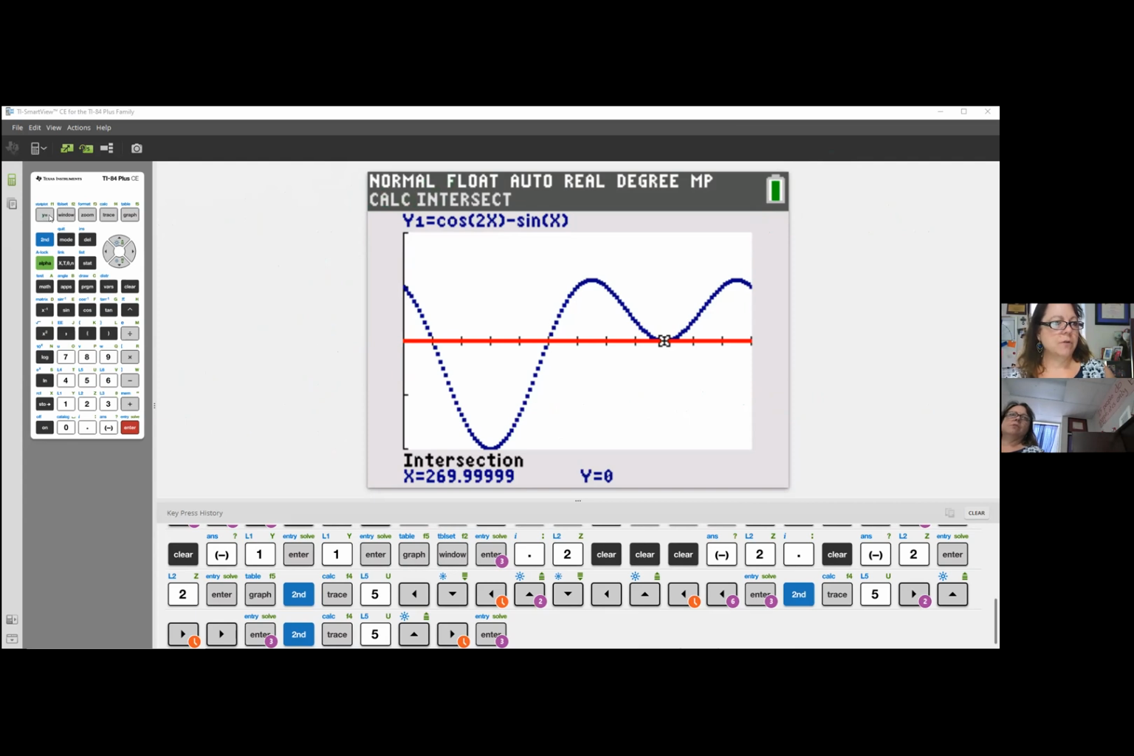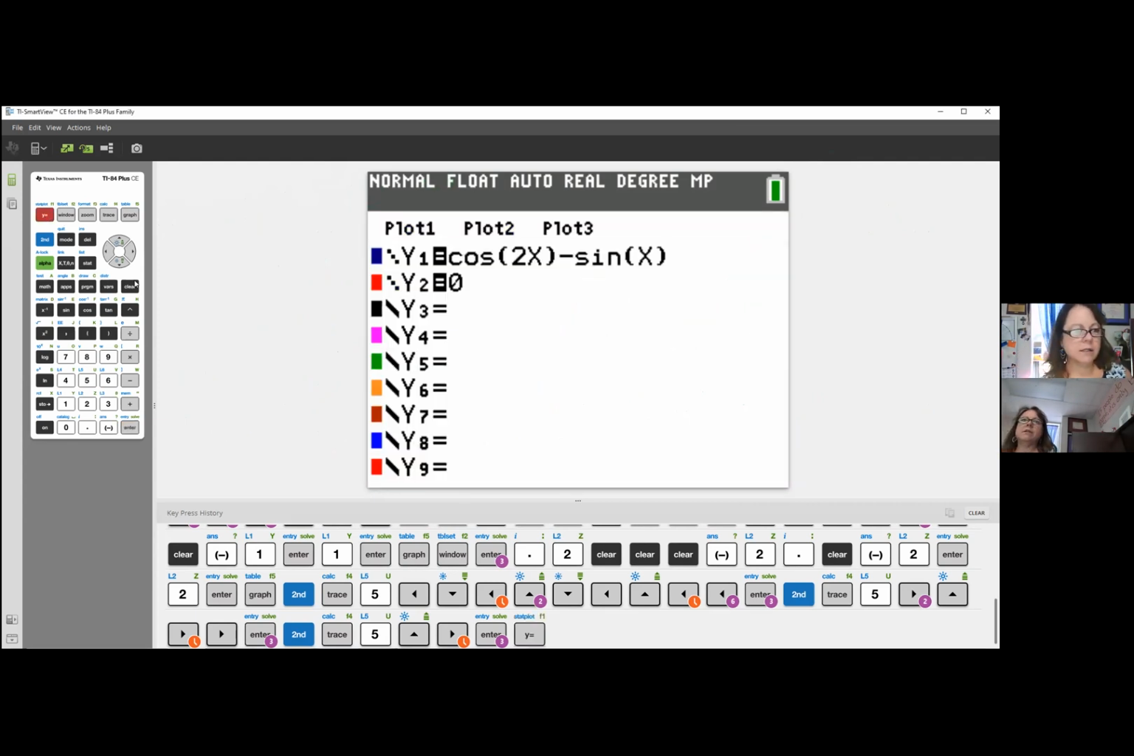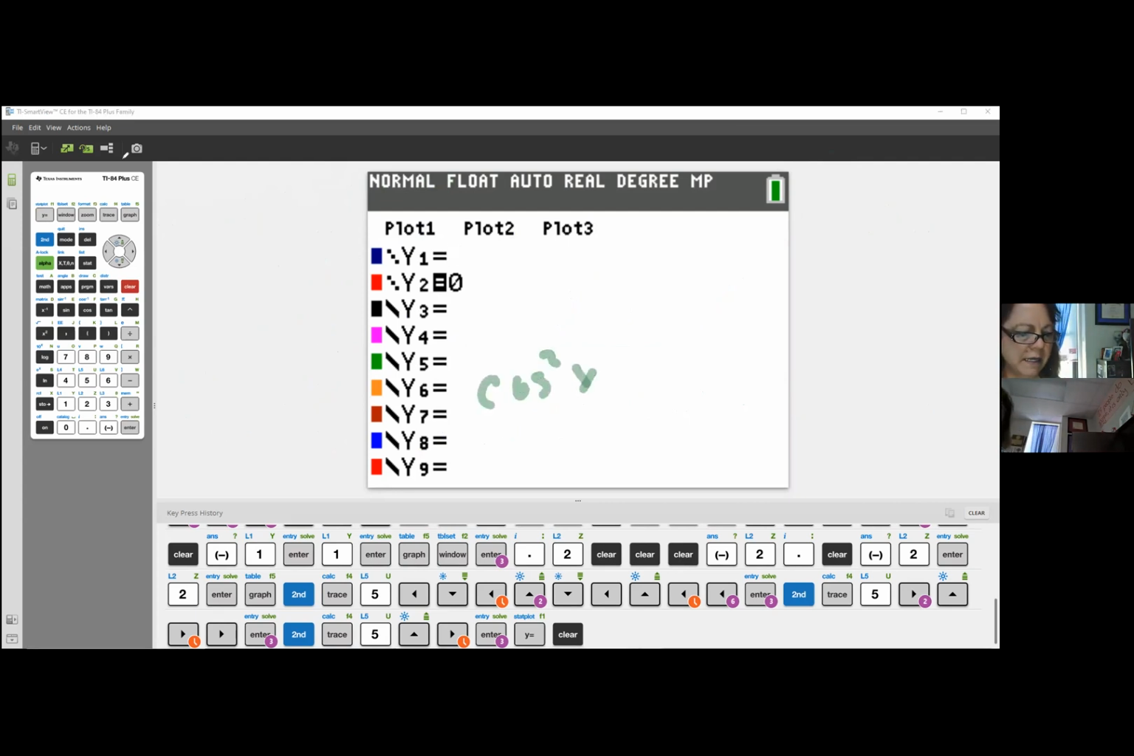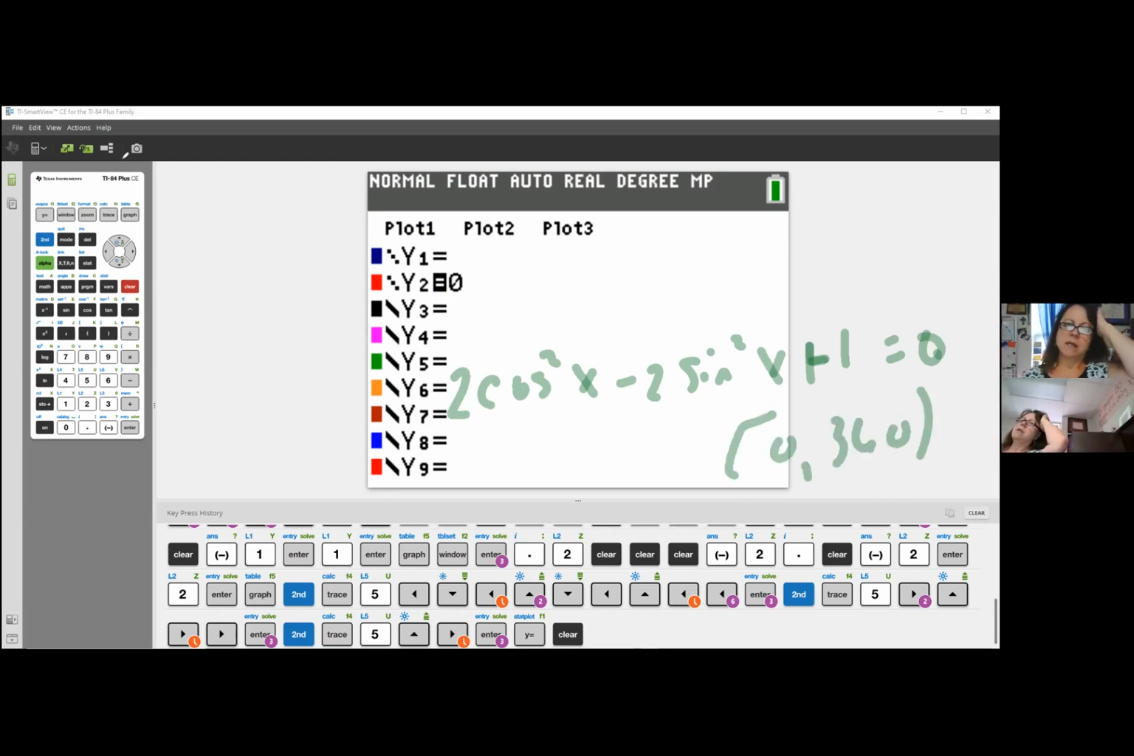All right, back to y equals and clear. All right, next example. So the equation is cosine squared of x minus 2 sine squared of x plus 1 equals 0, and they want the answers from 0 to 360. So you wouldn't have to convert this time. All right. So how do we type that in with a cosine squared and a sine squared?